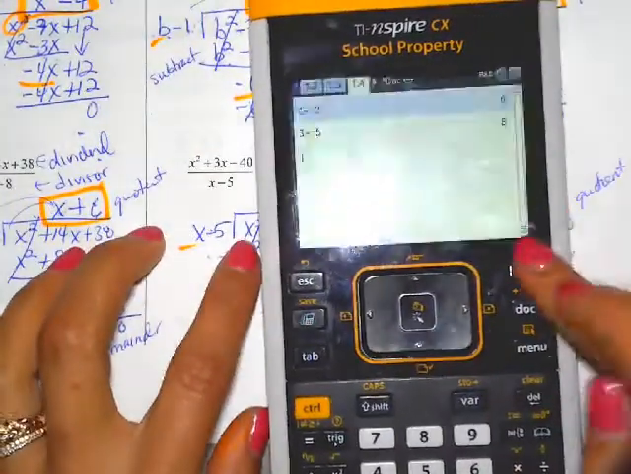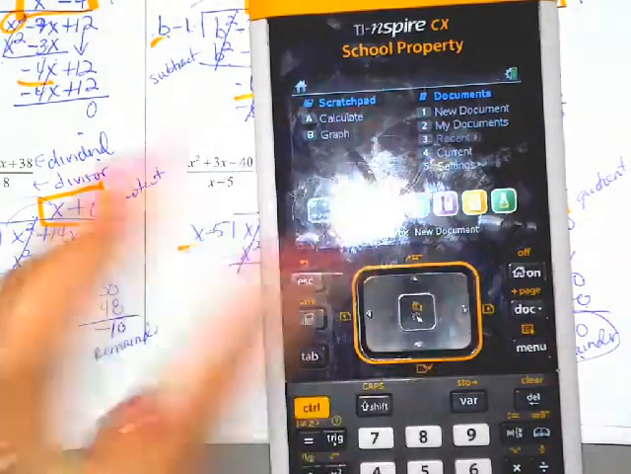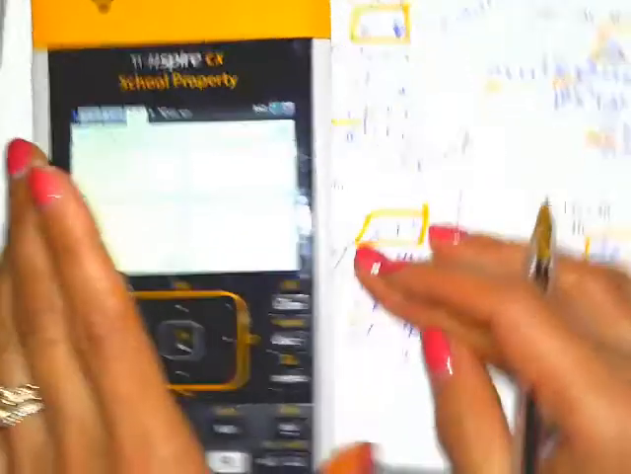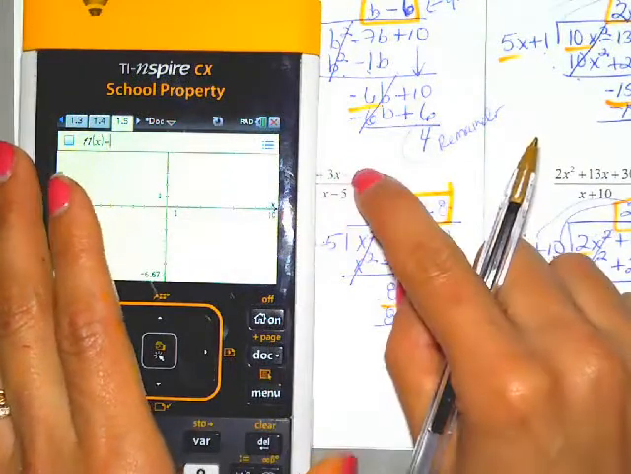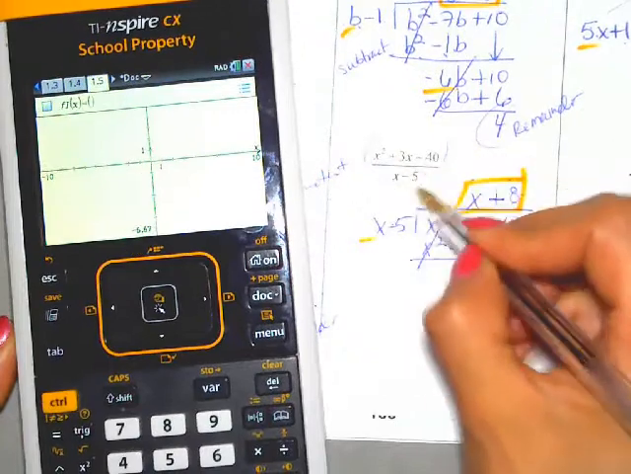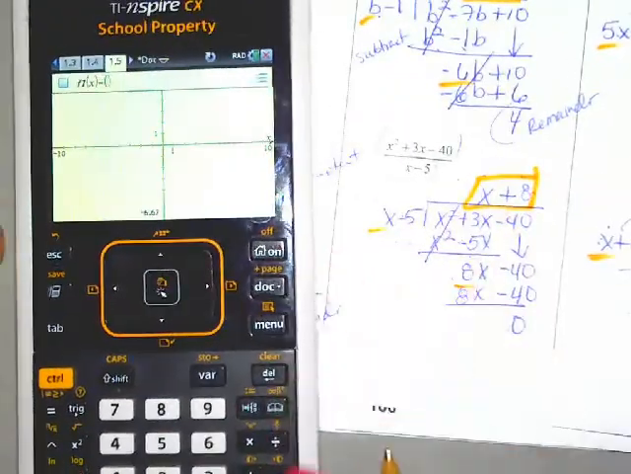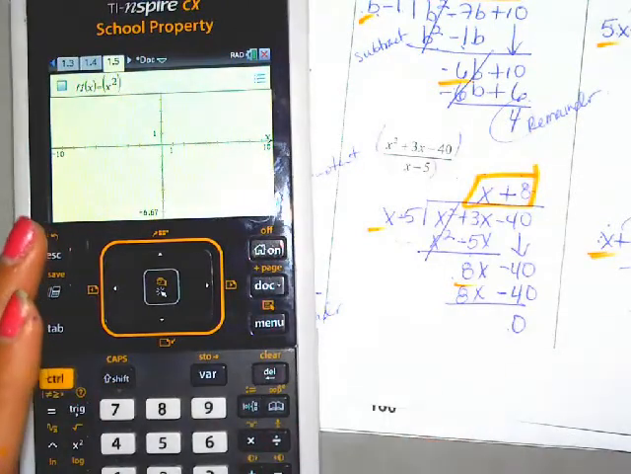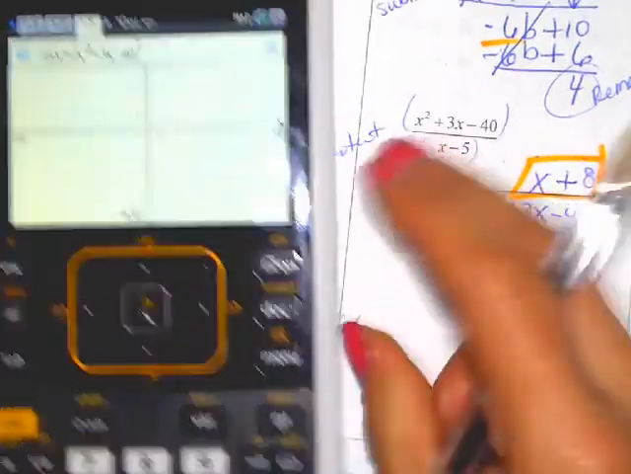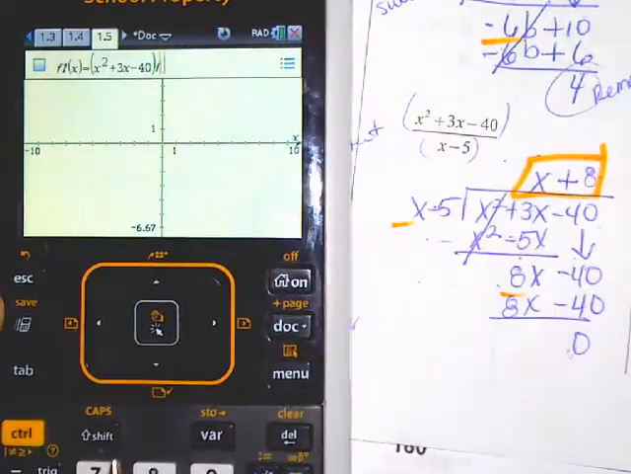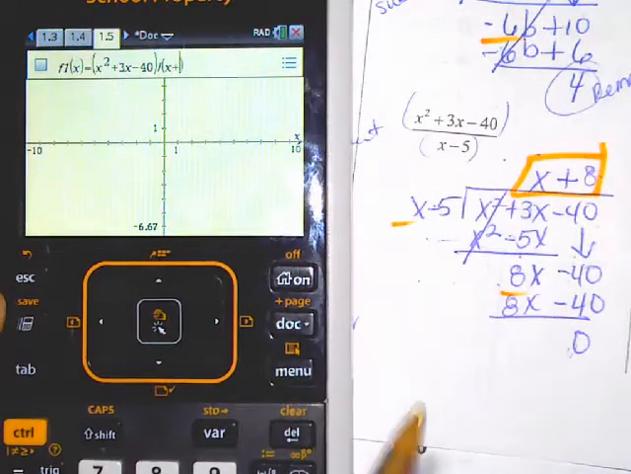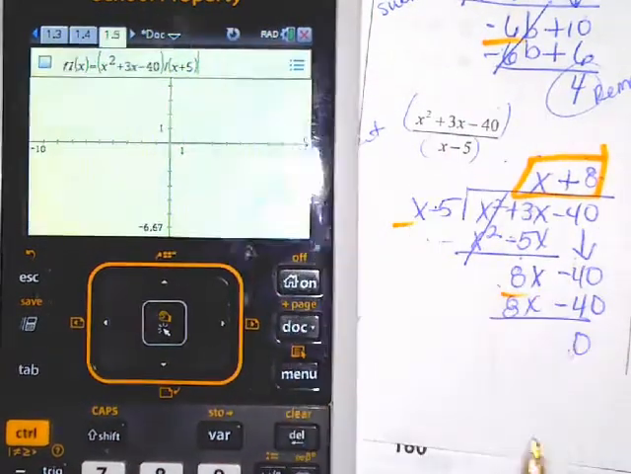So you're going to go to a graph. Type that in. So the dividend goes first. Open parentheses, make sure, because it's a polynomial, you want to use parentheses. So it's going to be open parentheses x squared plus 3x minus 40. Close parentheses. Divided by x plus 5. Close parentheses. Alright, then hit enter.